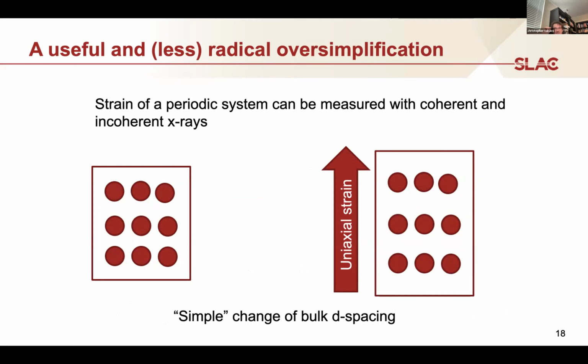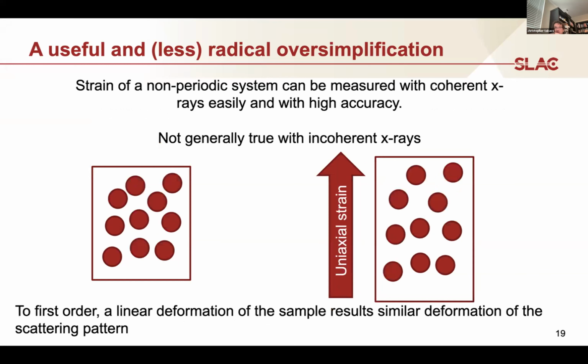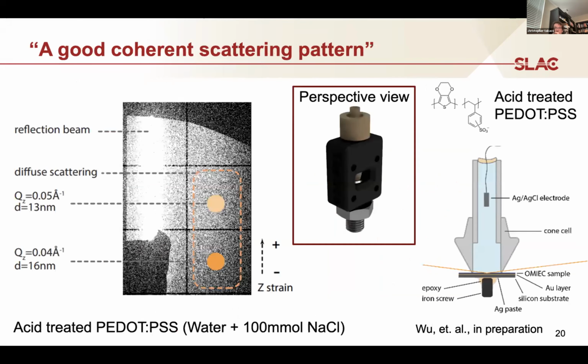Strain is a really simple thing to measure when you have a coherent lattice and you apply a strain. We get a really simple change of the bulk d-spacing. However, if we're applying a small strain and we have an amorphous system, this isn't necessarily true until we get to an appreciable strain or something more complex happens. But in a coherent measurement, to first order under small deformations, this deformation results in a scaling of the speckle pattern proportional to that strain. So that's what we're going to use here to play around with things.